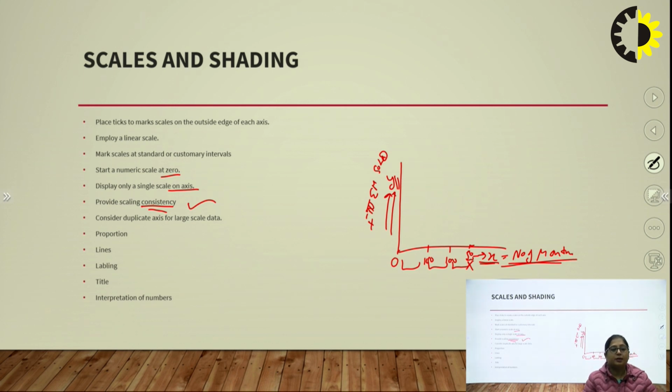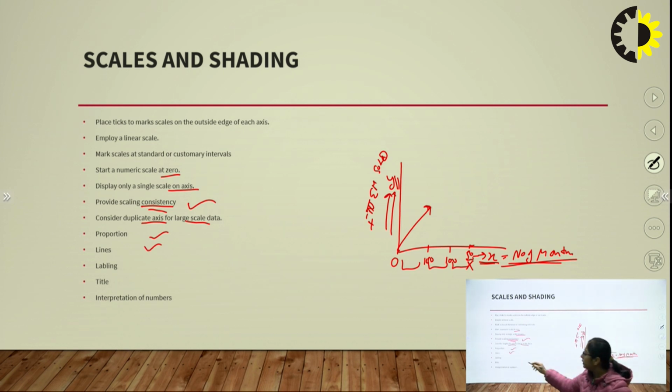Next, consider a duplicate axis for large scale. Sometimes we can use a duplicate axis for large scale data. Suppose we have 3-dimensional data. For that we have to use the z axis also, but this is a 2-axis screen. Here we have the x axis and y axis, but our data is 3-dimensional, so sometimes we can use the z axis also. And for proportions we have to use equal proportion. Lines, we have to use a line.